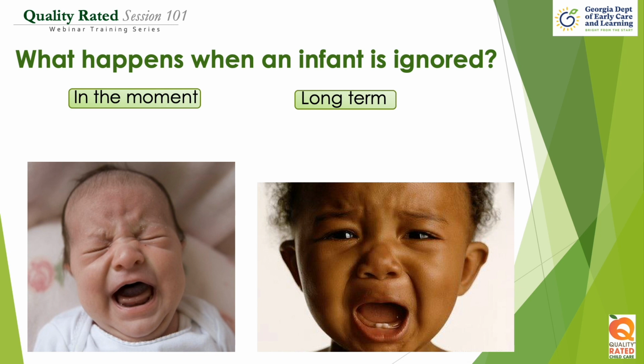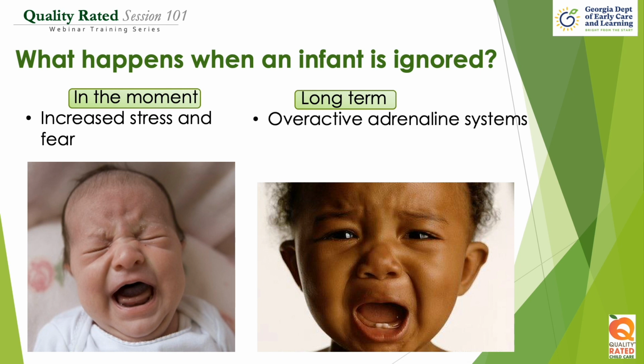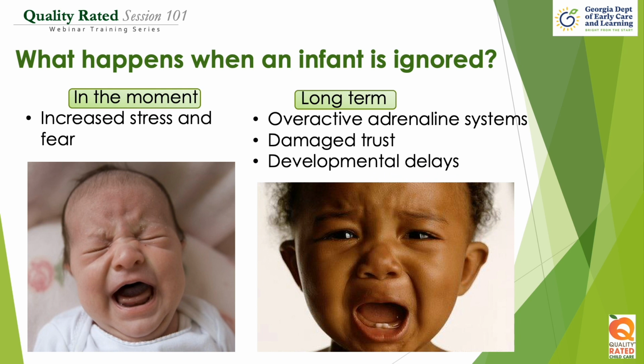What happens when an infant's communication is ignored? When a child is upset or tries to communicate and is ignored, it causes an increase in the release of cortisol, causing stress. Lack of response signals danger to infants and therefore causes a stress response. In the long term, prolonged stress can cause an overactive adrenaline system, which can lead to impulsive or aggressive behavior. It can also cause a child to have damaged trust in adults since the child's attempts to communicate went unaddressed. Prolonged non-response from caregivers can even lead to developmental delays in cognitive and language development. Responsive, individualized care is an essential component of infant development.